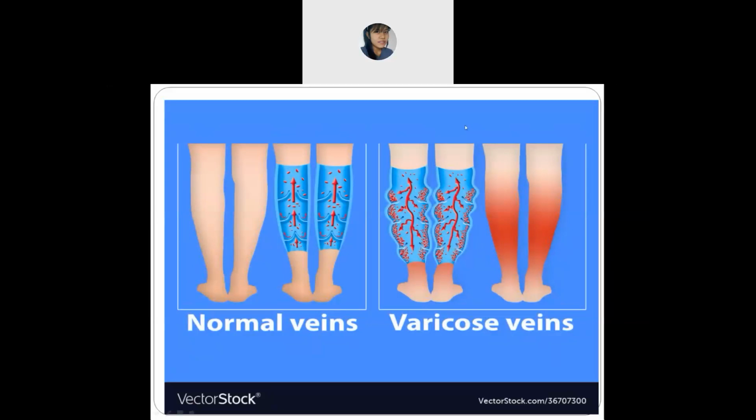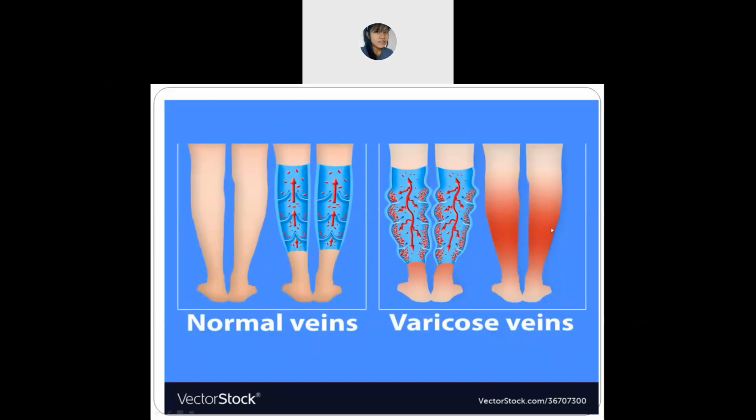Surajit Kalita. Yes, ma'am. Can you tell me, varicose vein, in which part is it mostly affected? In the hands, legs, where? Leg, na? Okay, good. Next question goes to Srijana.